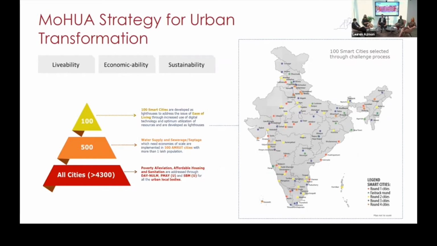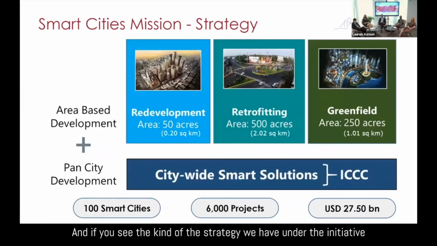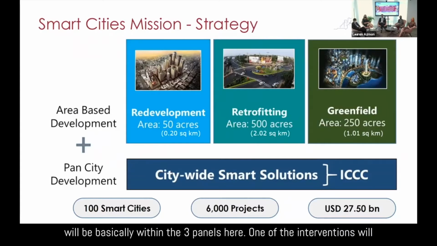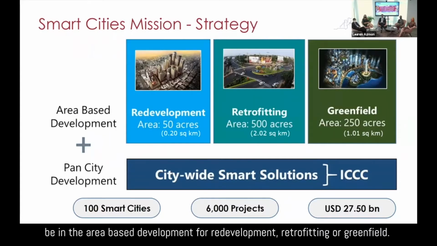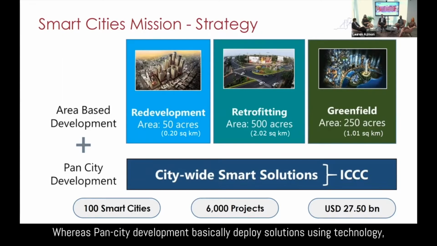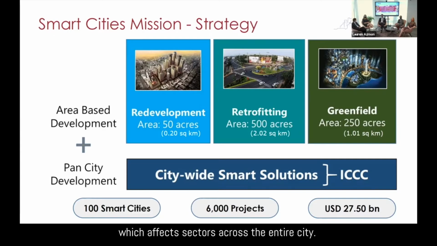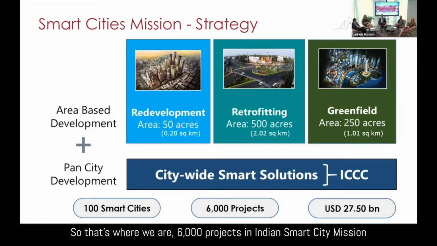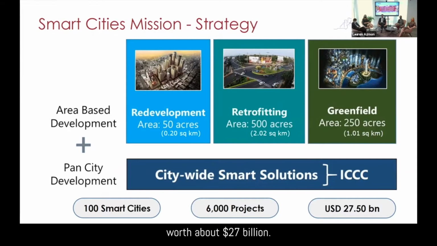Next, please. And if you see the kind of strategy we have under the mission, every city is basically looking at 2 kinds of interventions. One, area-based interventions, where they pick up areas and either redevelop them, completely retrofit them, or do greenfield. And each of these cities has a different model here. And pan-city development, where you basically deploy solutions using technology, may or may not use technology, but largely they have been using, that affect sectors across the entire city. So be it health, be it transport, once again, different cities and different approaches. So that's where we are, 6,000 projects being implemented currently with about $27 billion.